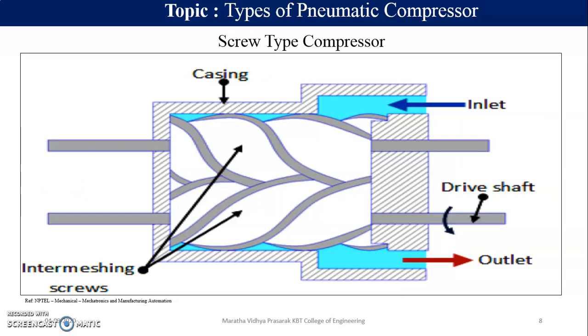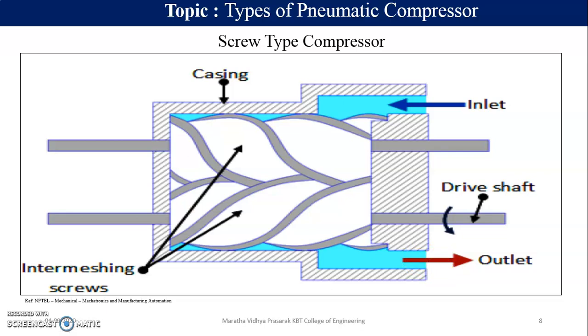Okay. Now the next type is called the screw type of compressor. The name itself explains everything. These are the two screws, they are intermeshed together. What happens when they are being driven by the shaft? When they are being driven, the inlet air is sucked inside, and due to the volume reduction the pressure is increased, and at the outlet I have high pressurized air. Nothing different, same as that of the piston.